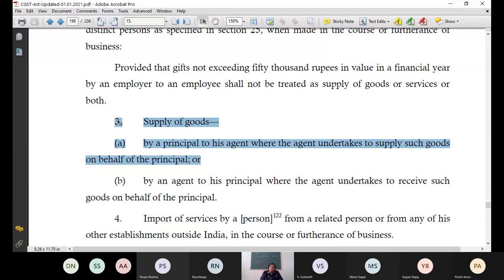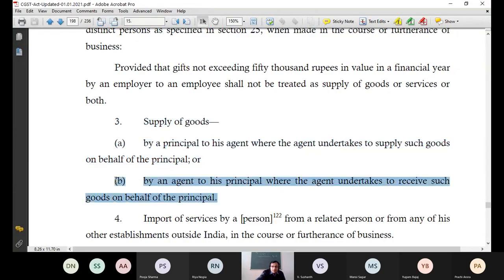Now in clause B, supply will happen from agent to principal. So in the first point, the chain is principal to agent. In the second, the chain is reverse, agent to principal, where the agent undertakes to receive such goods on behalf of the principal. Let me try to simplify this point for you. And this is the last point. After this, we will wind up today's discussion.